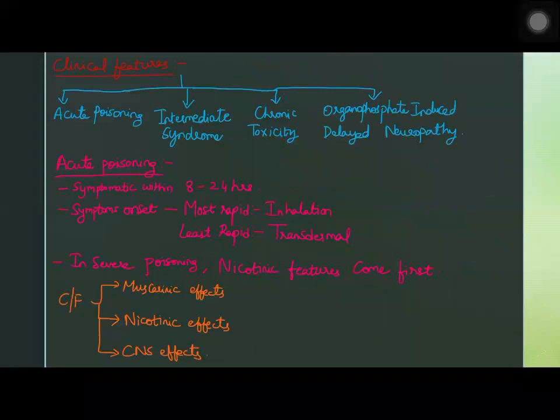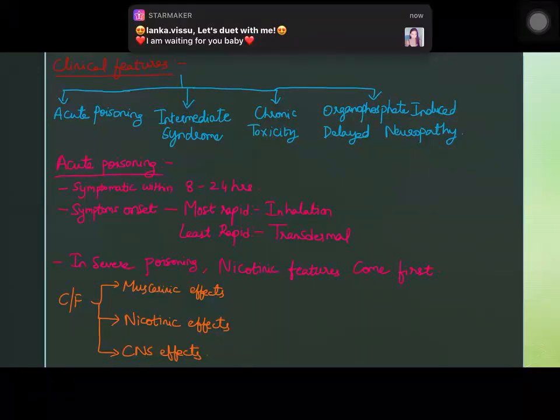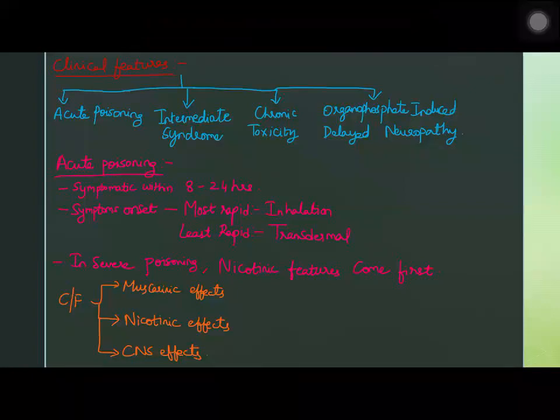And the clinical features, if you see based on the onset of occurrence of symptoms, we can see acute poisoning, intermediate syndrome, chronic toxicity, and organophosphate induced delayed neuropathy. In acute poisoning, the symptoms will be within 8 to 24 hours, and the symptom onset will be rapid with inhalation and slowest with transdermal exposure. In severe poisoning, we have the nicotinic features coming first. And the clinical features can be divided as muscarinic effects, nicotinic effects, and CNS effects.